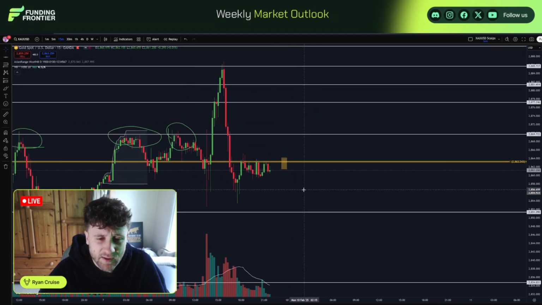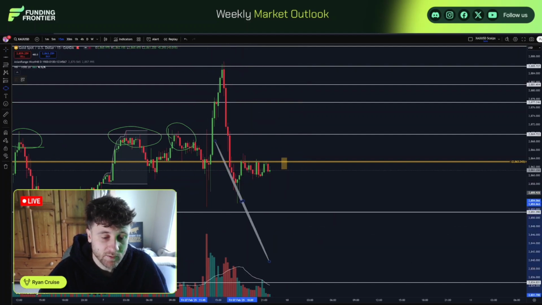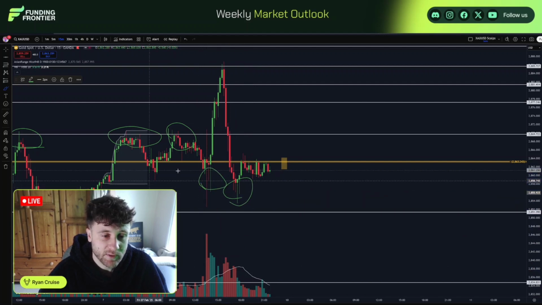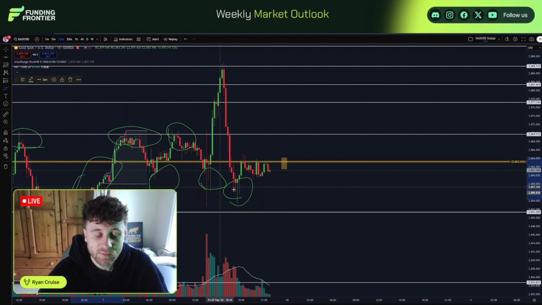How about for sales? Sales gets a bit more tricky because what have we got on the sales side? Whoa, we've got rejection wicks, rejection wicks, rejection wicks, choppiness. It's not clean. It's not very clean at all. However, you can use wicks as wick fills.